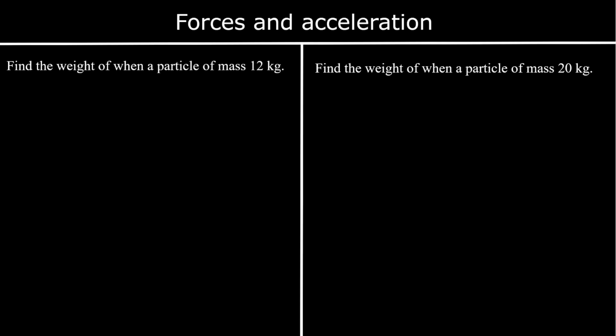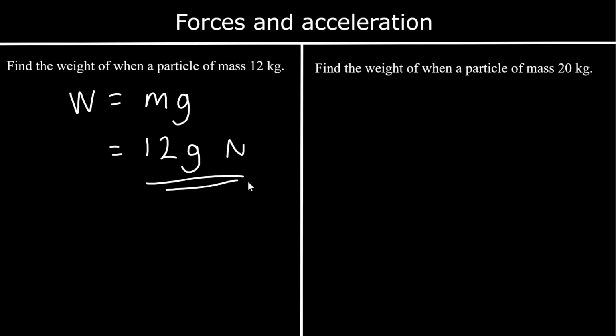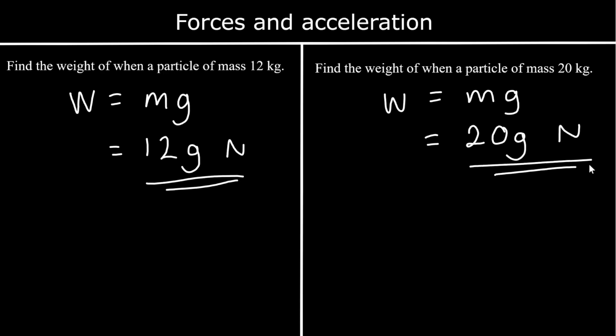Here's another question. Find the weight when a particle has a mass of 12 kilograms. So W equals mg. It's just F equals ma, but when we're looking at the force due to gravity. So the weight is 12 times acceleration, 12g newtons. One for you to try. So W is mg, the mass is 20, so it's 20g, and the weight is measured in newtons.